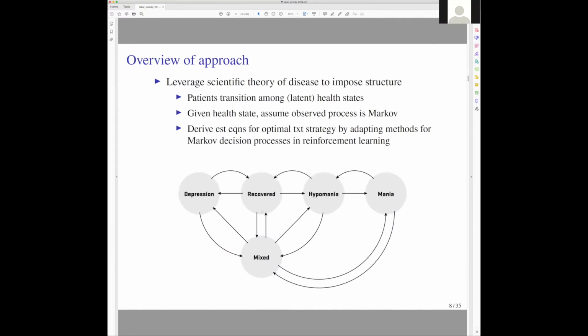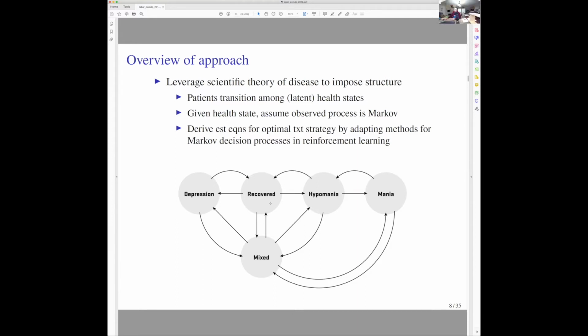Okay, so what's the idea here? The idea is to take some of the scientific theory and bring it to bear on the problem. And so one of the things we're going to use here is this model of bipolar depression. So the idea is, and I'll talk about the picture first, that patients are transitioning among a small number of states. So they could be recovered, they could become hypomanic, they could become manic, they could be a mixed state, they could be depressed, and so on.